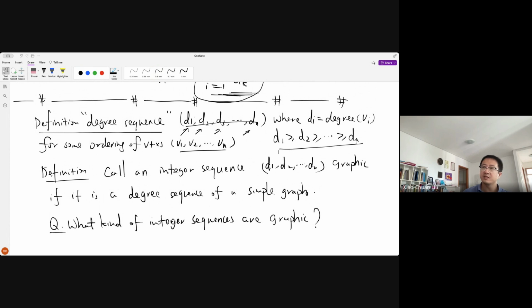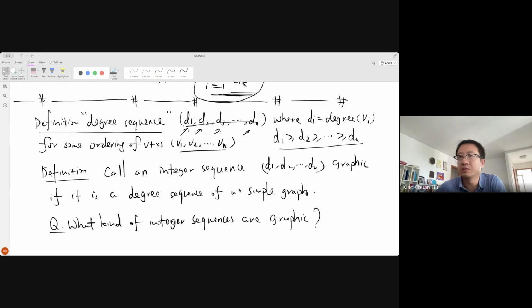Okay, so take a sequence such that you put it in decreasing order. Put the largest integer d1 first, and so on. Put a sequence of integers in decreasing order, and then you ask, which such sequence could be graphic, could be a degree sequence of a simple graph? Do you agree? This is a very natural question.